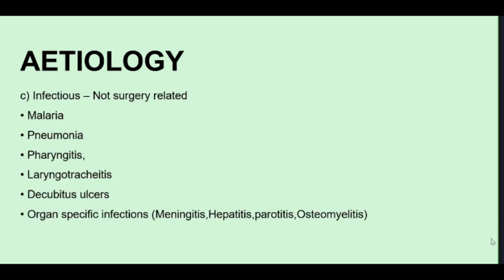For infectious causes still, but which are not surgery-related, we're looking at malaria, pneumonia, pharyngitis, laryngotracheitis, decubitus ulcer, that is a complication which occurs when a patient has a prolonged hospital stay. Then organ-specific infections, which include meningitis, hepatitis, parotitis, and or osteomyelitis.